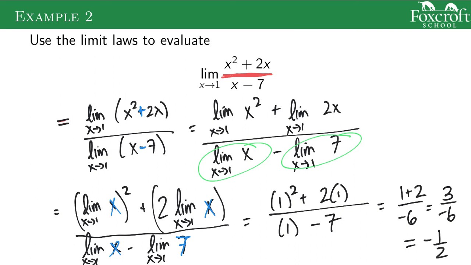And we'll get -1/2 as our final answer. Again, as long as that bottom doesn't turn out to be 0, it's good. If the bottom turned out to be 0, that's a whole other issue we'll talk about later. I prefer this one. Everything works out fine. No problems with division.